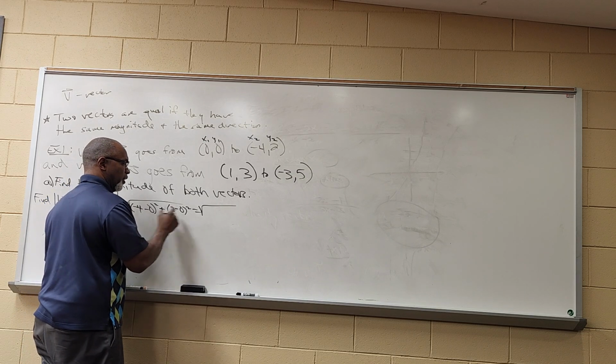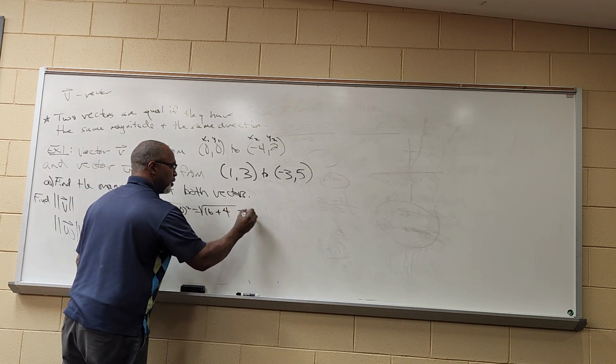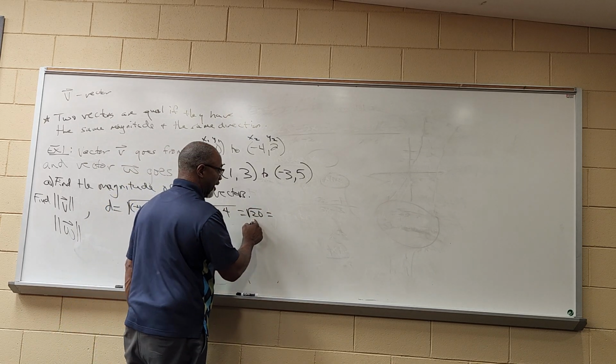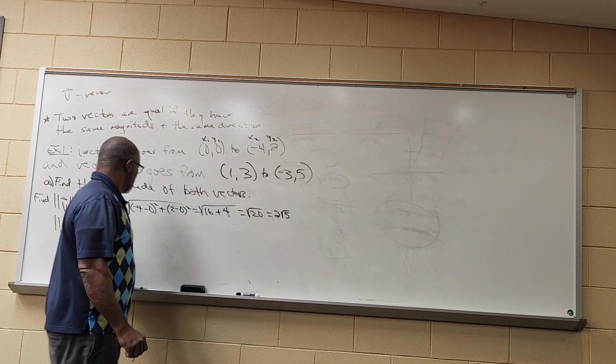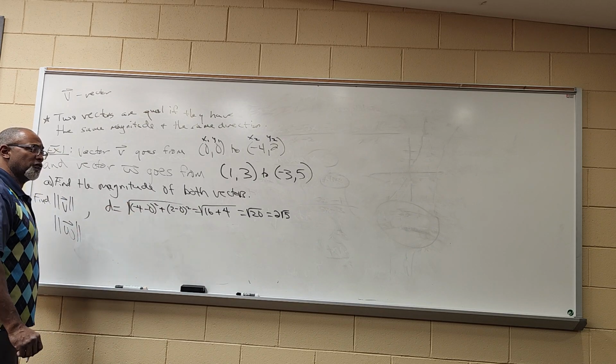That's negative 4 squared, or 16. That's 2 squared, or 4. That's the square root of 20. 20 is 4 times 5, so the square root of 4 is 2, times the square root of 5. So the length of vector V is 2 square root of 5.